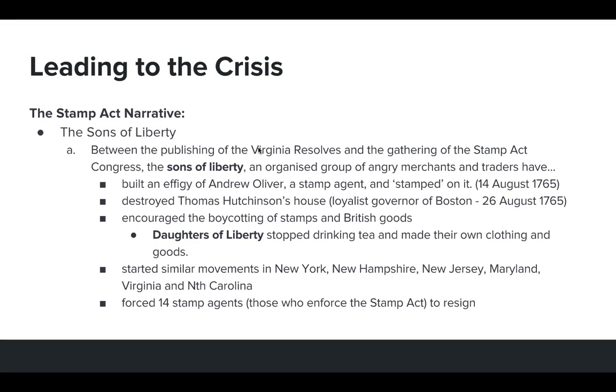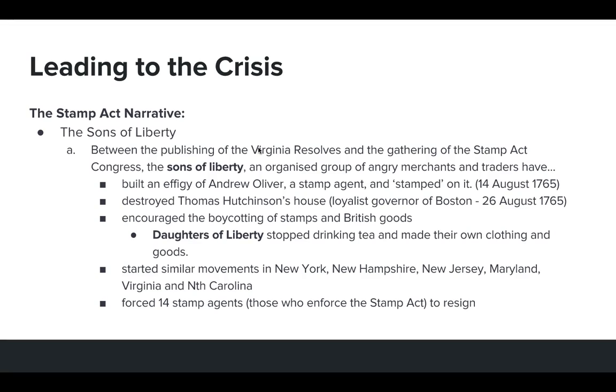Obviously, with what's going on at the moment, the Americans don't like the Stamp Act, and especially the Sons of Liberty, who are a group of angry merchants and traders who potentially go out of business because of the Stamp Act. They really hate Andrew Oliver. Well, they really hate the empire more. But Andrew Oliver becomes kind of the embodiment of the empire, and so they build an effigy and they literally stamp on the effigy. Secondly, shortly after that, they go and destroy Thomas Hutchinson's house. Thomas Hutchinson is the governor of Boston. He's a loyalist, so he's loyal to the crown.